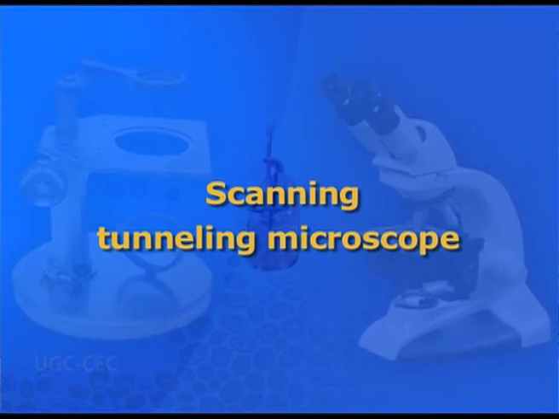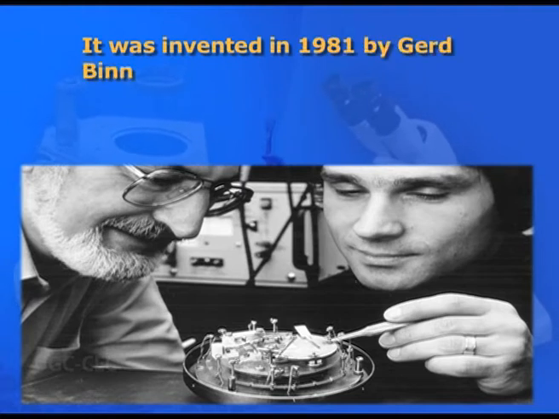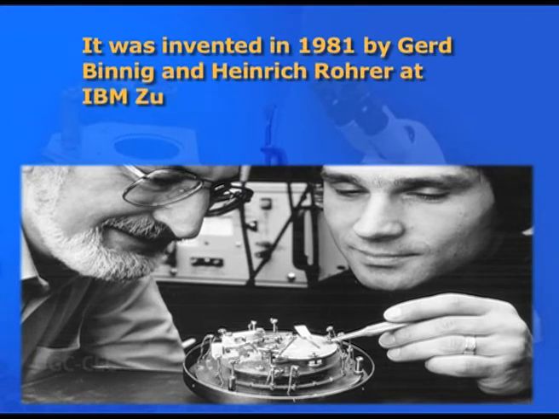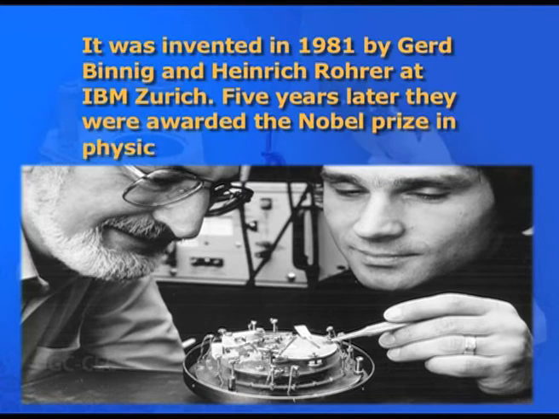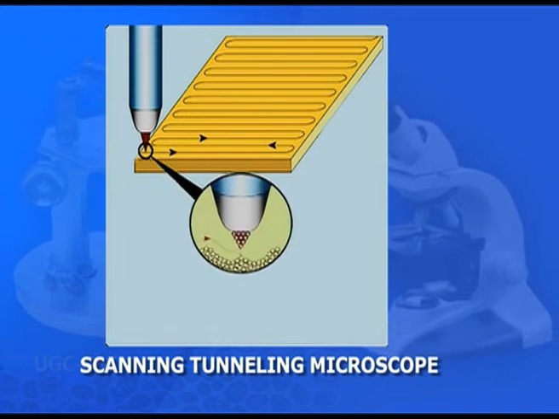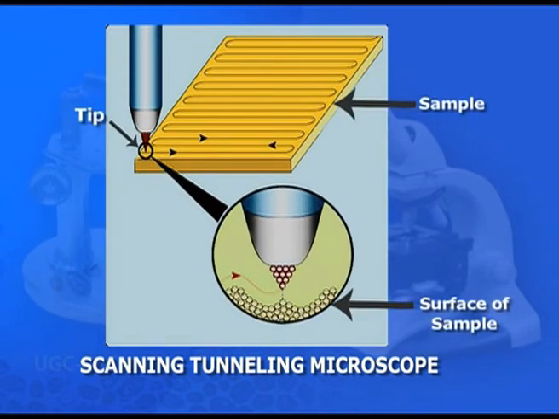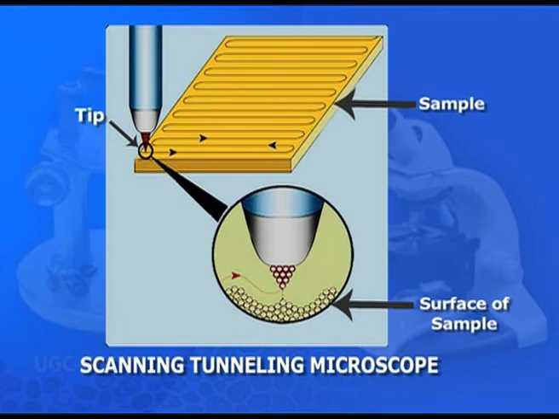The scanning tunneling microscope. The scanning tunneling microscope is the ancestor of all the scanning probe techniques. Now let's study this microscope. It was invented in 1981 by Gerd Binnig and Heinrich Rohrer at IBM in Zurich. Five years later, they were awarded the Nobel Prize in Physics for their invention. The STM was the first instrument to generate real space images of surfaces with atomic resolution. The IBM logo, the smallest structure in the world we talked about, was created using this type of microscope.